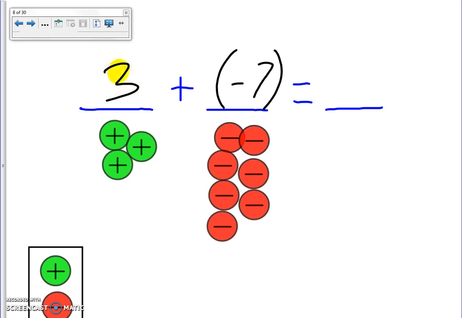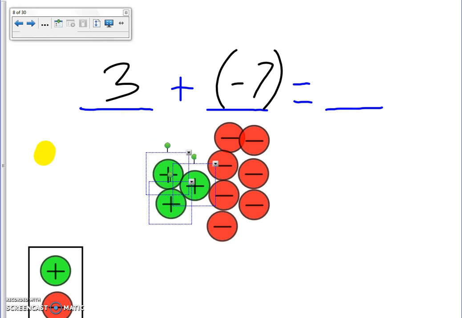Here's the integer. Here's the drawing or the model. Here's the integer, negative 7. Here's the model. And again, this is addition, so I am going to combine them, add them together. So that's as simple as doing this, smashing it all together. And I've got to figure out what this entire pile is now worth.